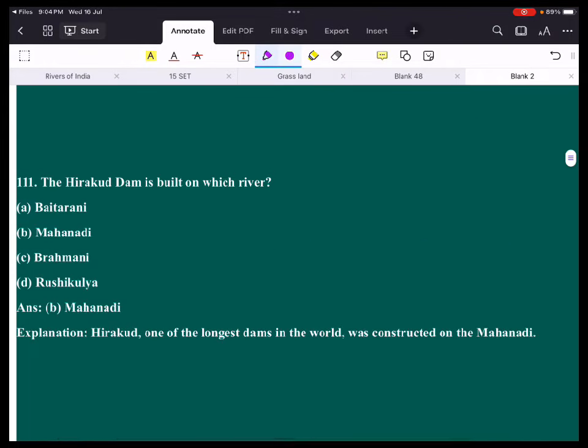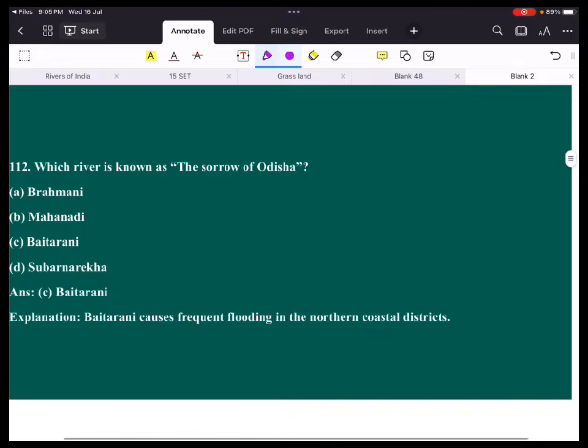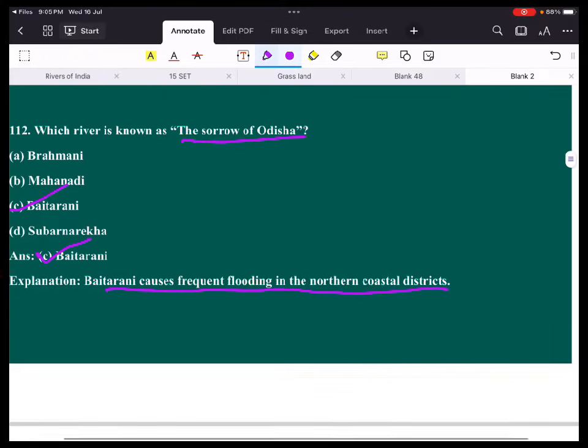The Hirakud Dam is built on which river? It is river Mahanadi. Option B. Hirakud, one of the longest dams in the world, was constructed on the river Mahanadi. Which river is known as the Sorrow of Odisha? That is option C, Baitarani. Baitarani causes frequent flooding in the northern coastal districts.